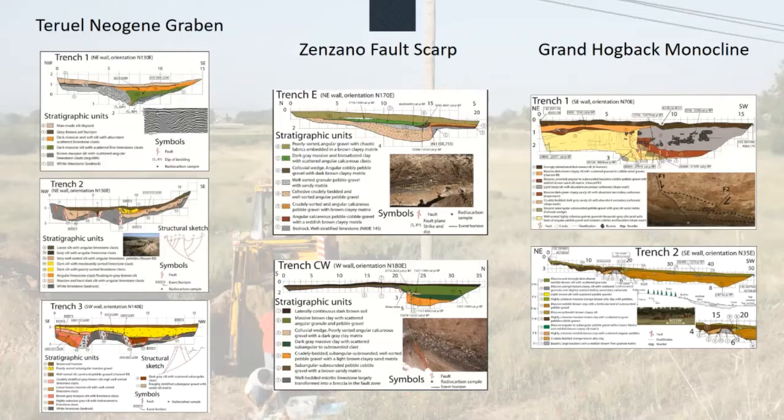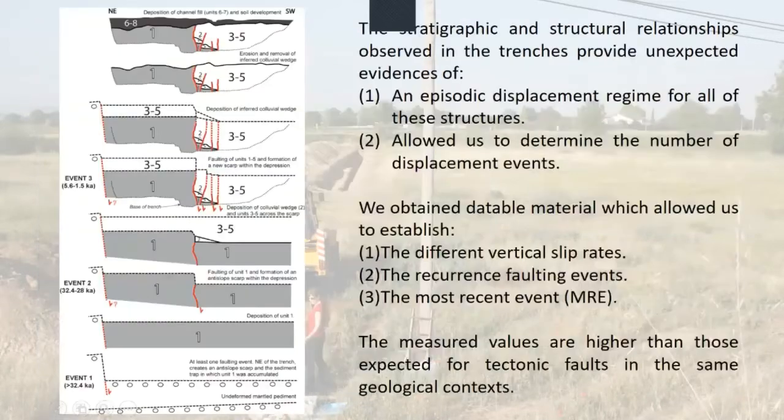Different structures have been recognized in the different trenches. For example, half graben, fissures, horst, and colluvial wedge.